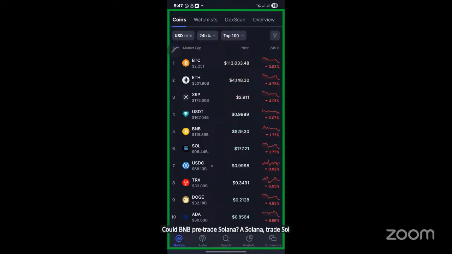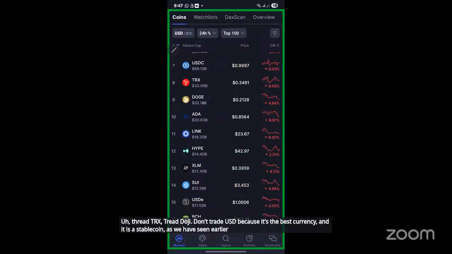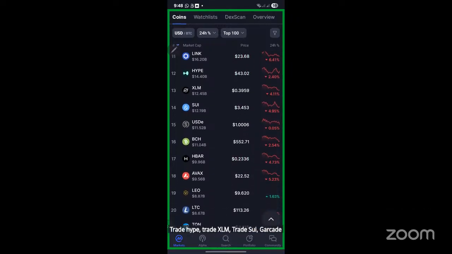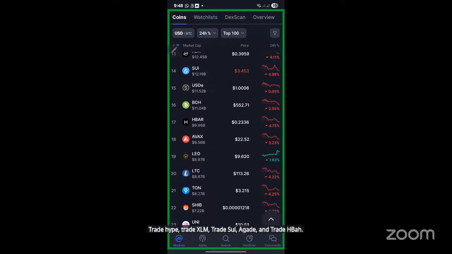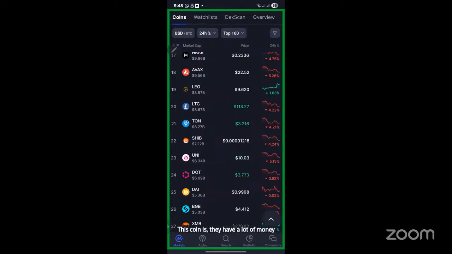Trade Solana, trade TRX, trade Doge. Don't trade USDC because it is a base currency and it is a stable coin, as we have seen earlier. Trade Doge, being a meme coin. Trade Link, trade Hype, trade XLM, trade Sui, and trade HBAR, trade AVAX, trade all these coins that are within the top 100 market cap. The reason is that these coins have a lot of money in them. It requires a lot of money to move the market of this coin, in other words, to manipulate it.